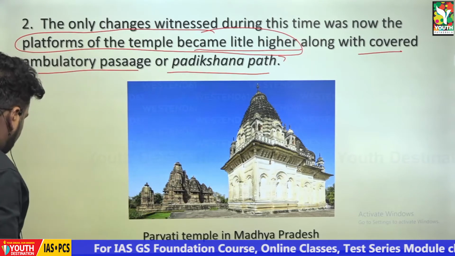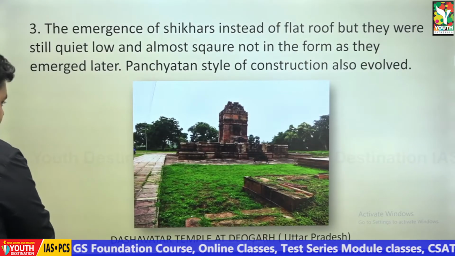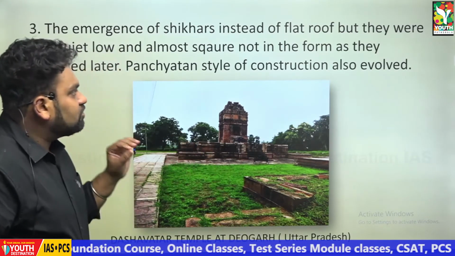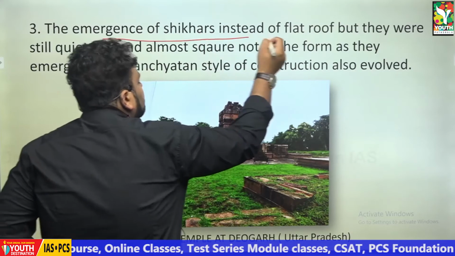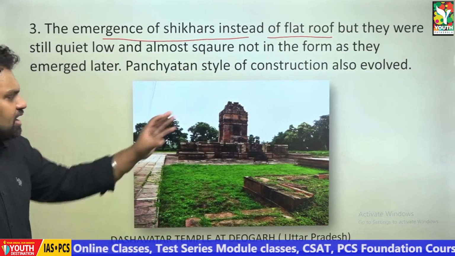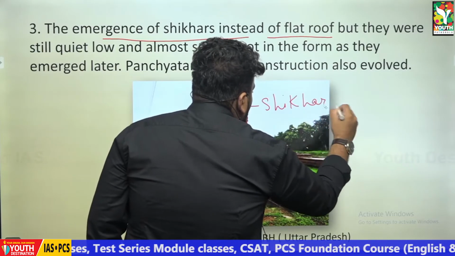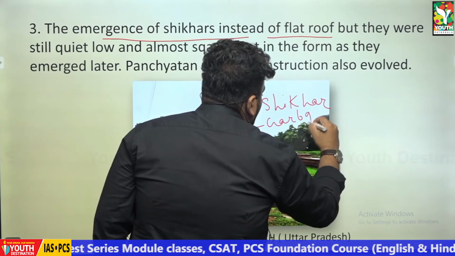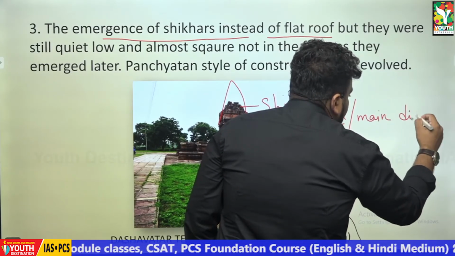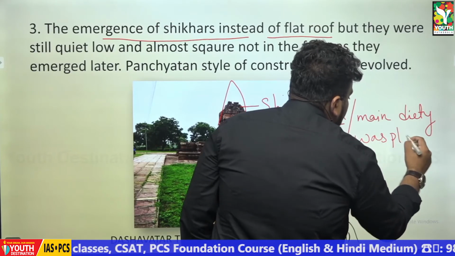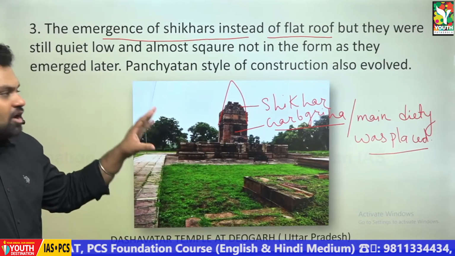Now, let's see what the developments are from the second stage towards the third stage. Now, in the third stage, what we see is the emergence of shikhar instead of a flat roof. Shikhar, which is on the top of your garbh griha, where the main deity was placed. Main deity meaning where exactly the main god of that particular temple was placed. So that was known as your garbh griha.